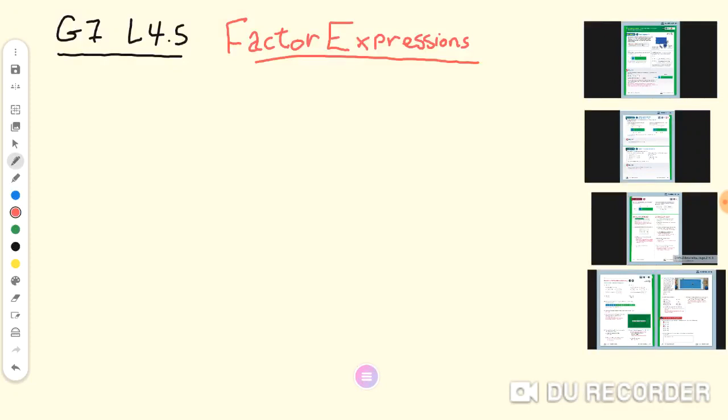Today our lesson is lesson 4.5, which is about factoring expressions. Actually, the lesson of factoring expressions is the opposite of the lesson of the distributive property. As in the last lesson, we used the distributive property, and this lesson is the opposite of it. We call the distributive property expanding an expression, so the opposite of expanding an expression is factoring an expression.